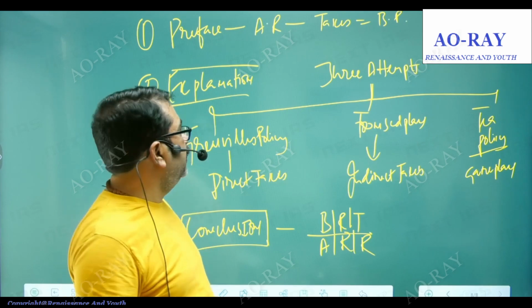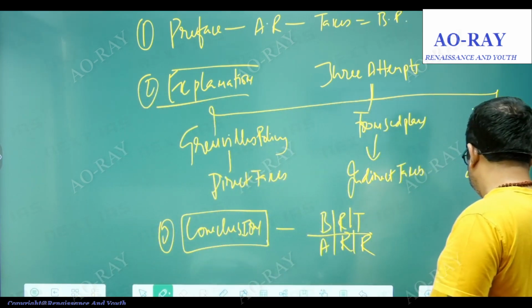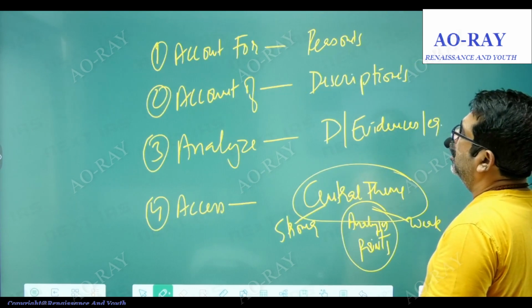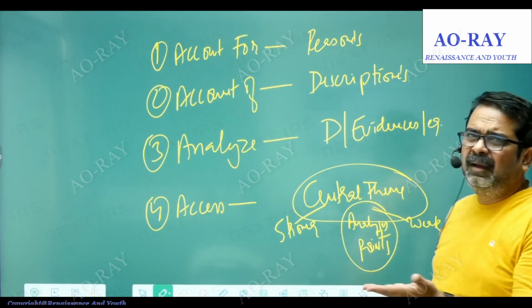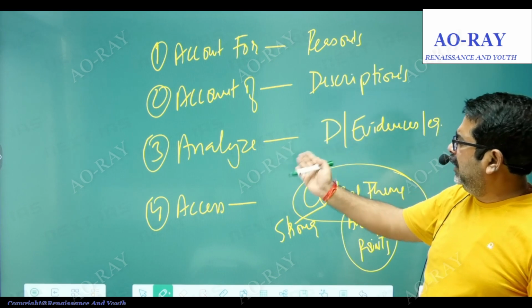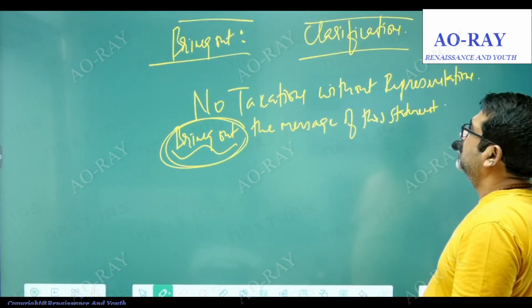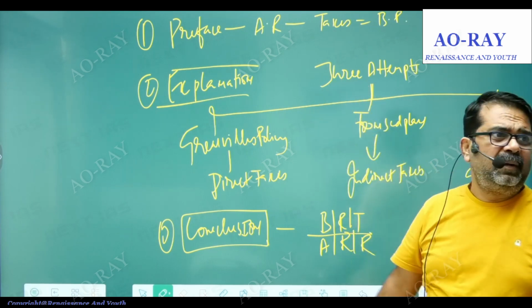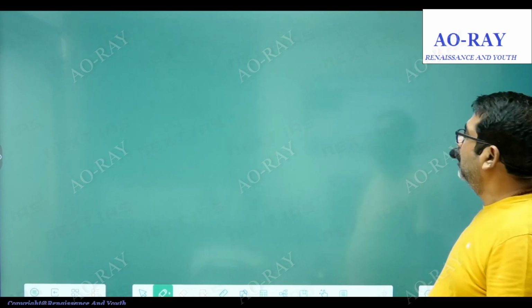So this was, I think, the fifth word. Four I have already discussed: account for, account of, analyze, they are very simple words. Account for, account of, analyze, assess, and then bring out. I gave you the example of bring out. Then the next term, after bring out, comment. Comment, I told you.